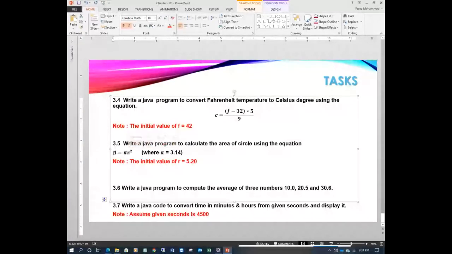So let's see this one, area. Make it more readable. I can say area equal to pi r square. Okay, what is A? There is no meaning.